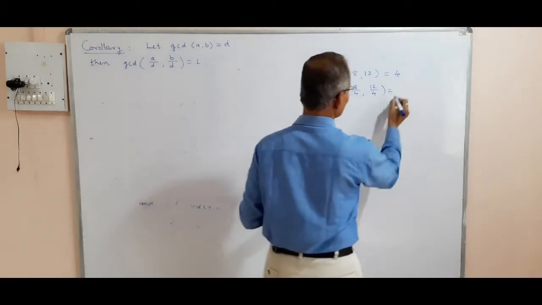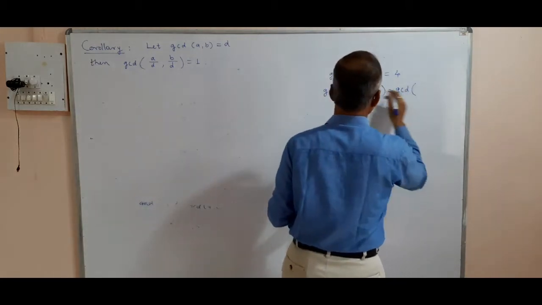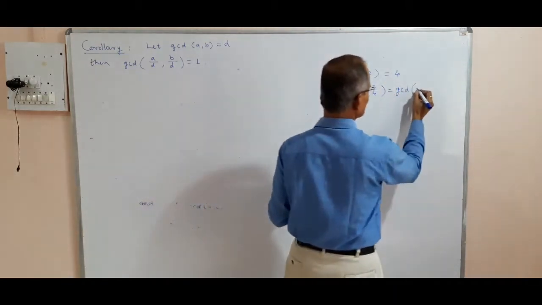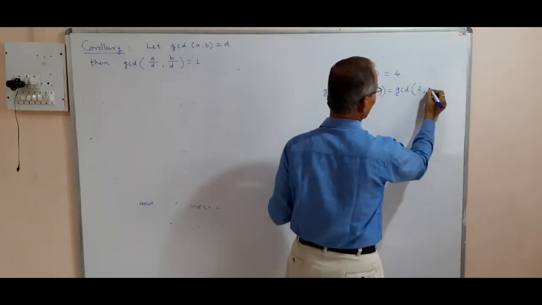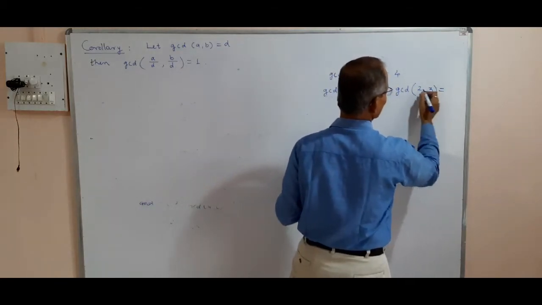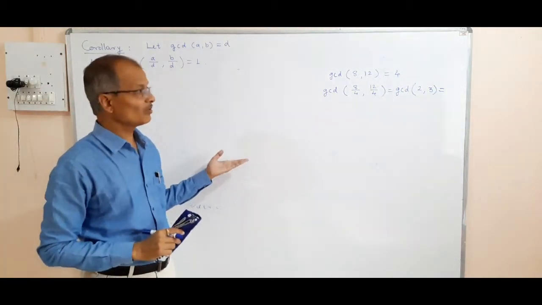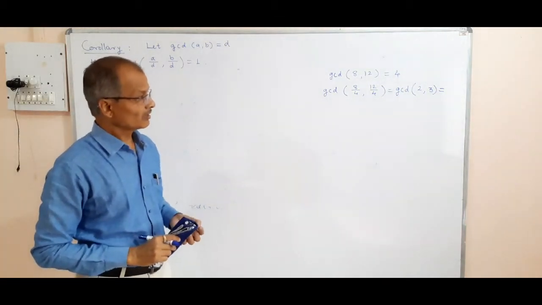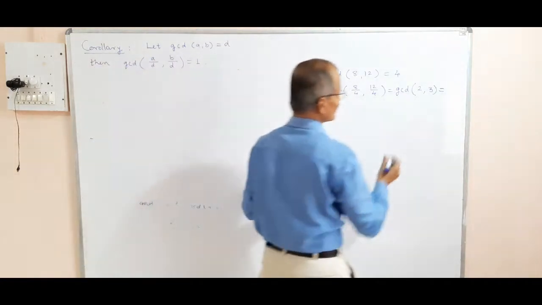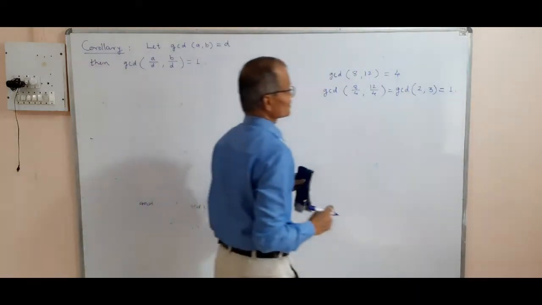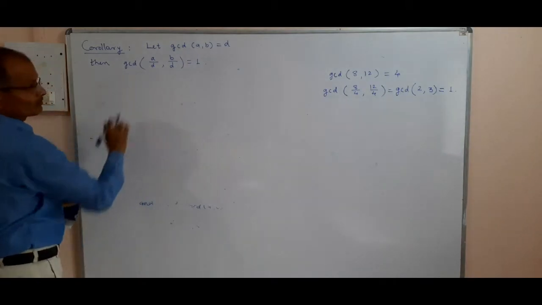So this is GCD of, what is 8 divided by 4? That is 2. And 12 divided by 4 is 3. And what is the GCD of 2 and 3? They are relatively prime. No number except 1 is a common divisor of these two. And therefore it is 1. So this is the meaning of the theorem.